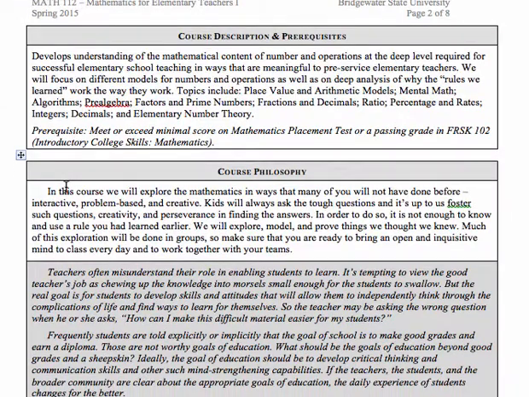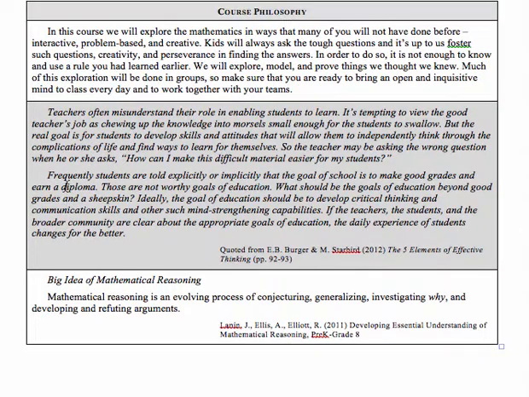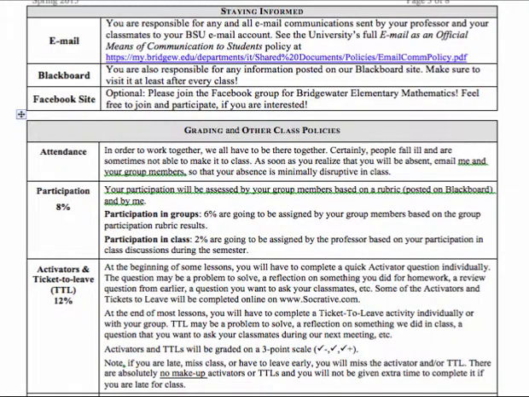On the second page, please read carefully the course description to make sure you're in the right place, as well as the course philosophy that I think will focus you on what it is that we're going to be doing in this class.